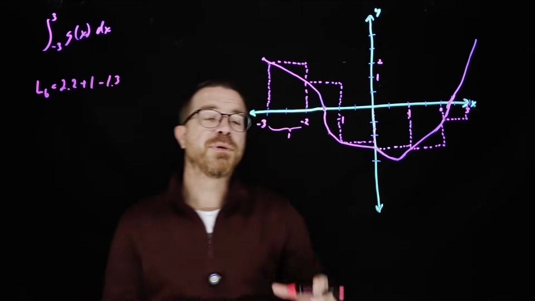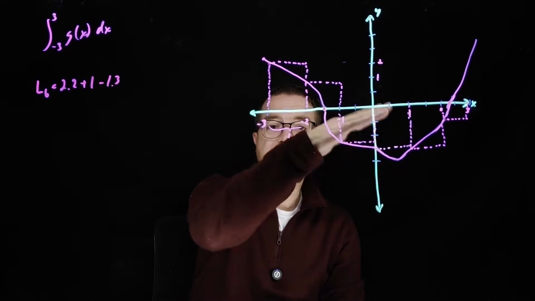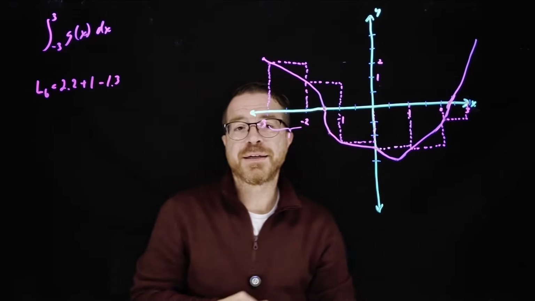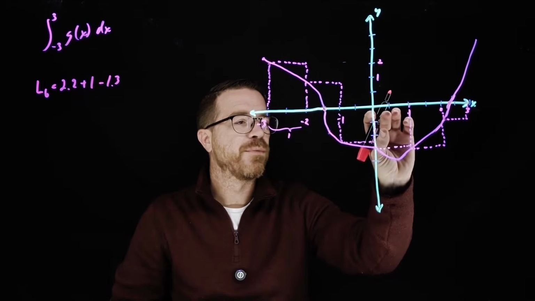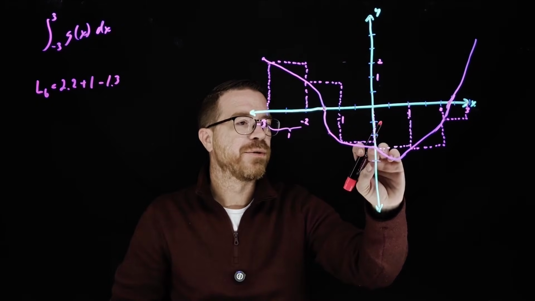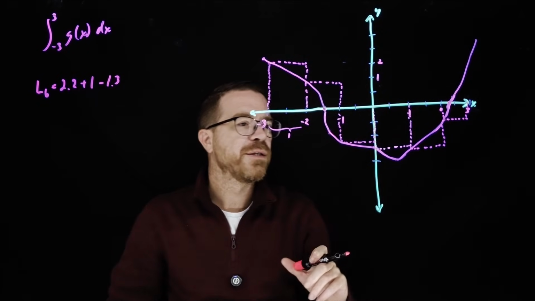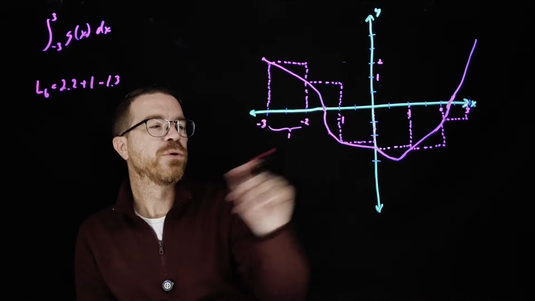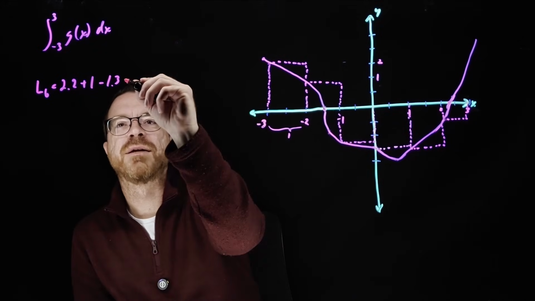So anything that is below your x-axis, you are subtracting. This is negative. Anything above, we're going to add because it's positive. So for my fourth rectangle, it looks like it goes down to about negative 1.5. No, it looks like it actually hits the line. So negative 1, yeah, so negative 1.5.